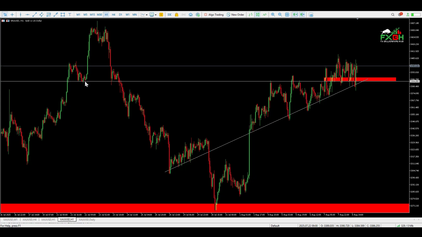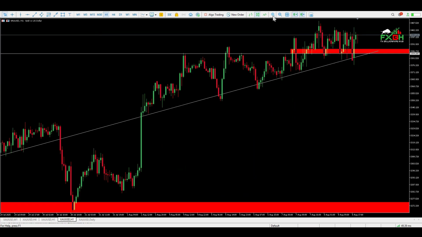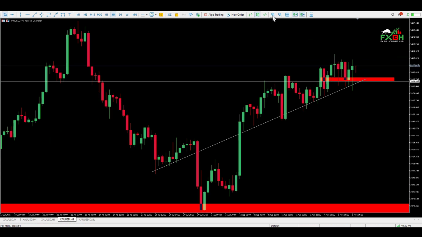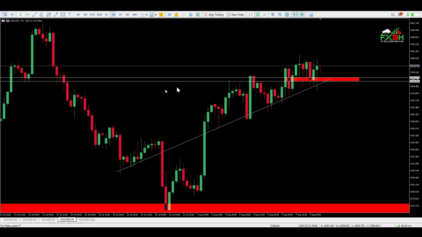entry point. Okay, so as you can see there is our particular entry point. I just moved to the H4 time frame, and this particular area could be our entry point. Okay, entry point. So what will happen next? You may ask me, Mr. Boom, what can we do next, or what will happen next?